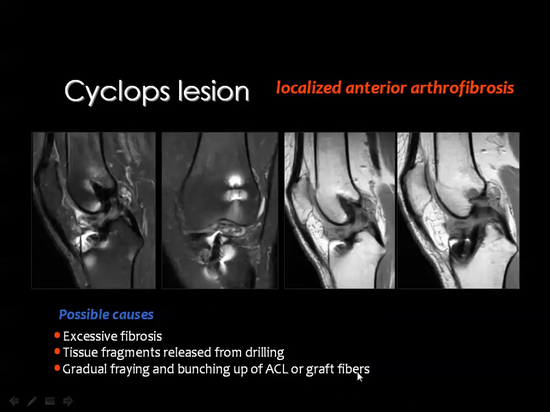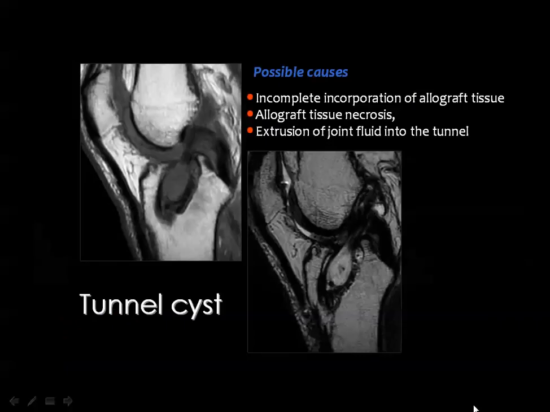These are the suggested possible causes of cyclops lesion. Number 1, excessive postoperative fibrosis, tissue fragments released from drilling during insertion of the graft, or gradual fraying and bunching up of the ACL graft fibers, either from the graft itself or from the drilling during insertion of the graft, or due to fibrosis initiated by the operation.